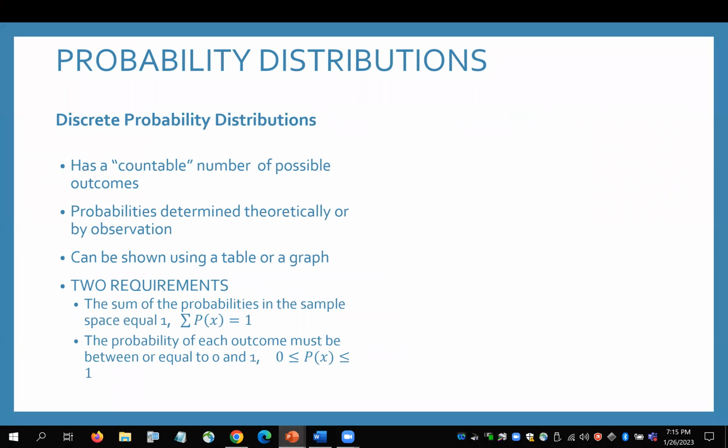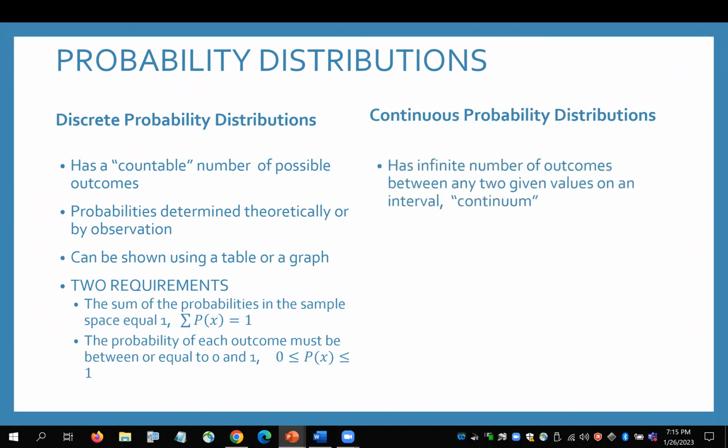The other type of probability distribution is called a continuous probability distribution. And again, it's the idea that we're on a continuum, usually something associated with measuring, so that you don't have any gaps in the number line. You have an infinite number of outcomes between any two given values. Again, you're kind of on that interval. You can break it down into smaller and smaller units, and you don't have any holes or gaps in that measuring instrument.